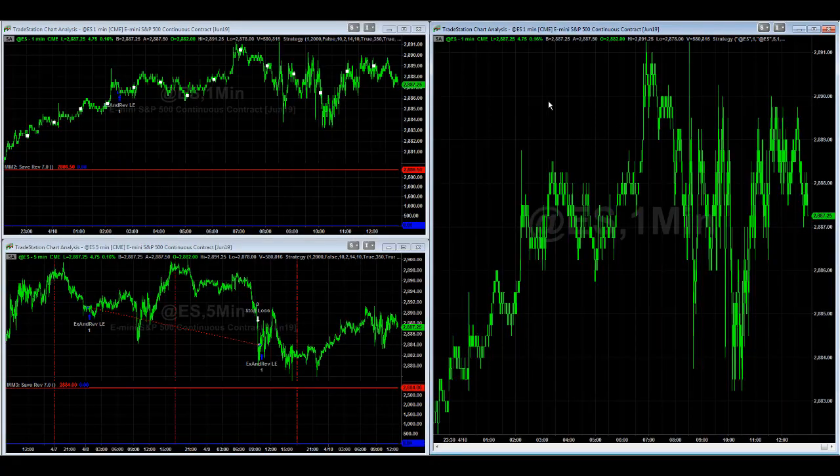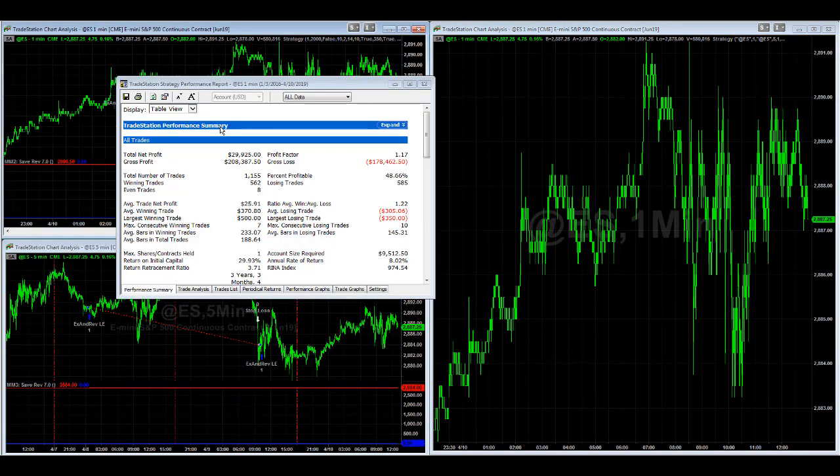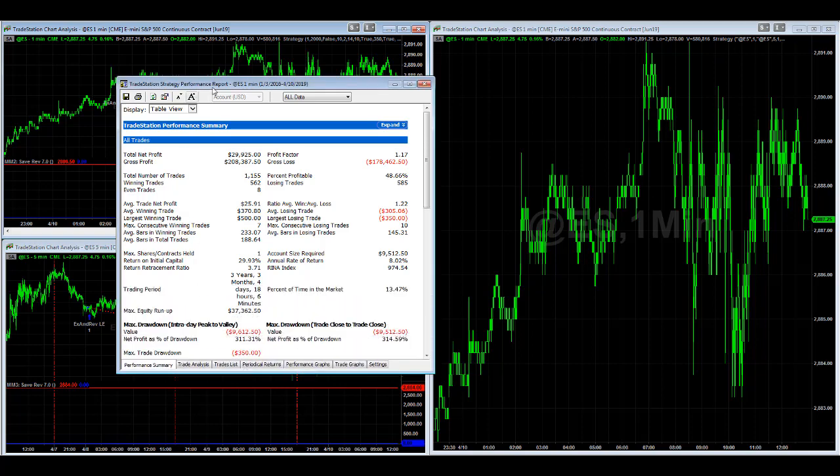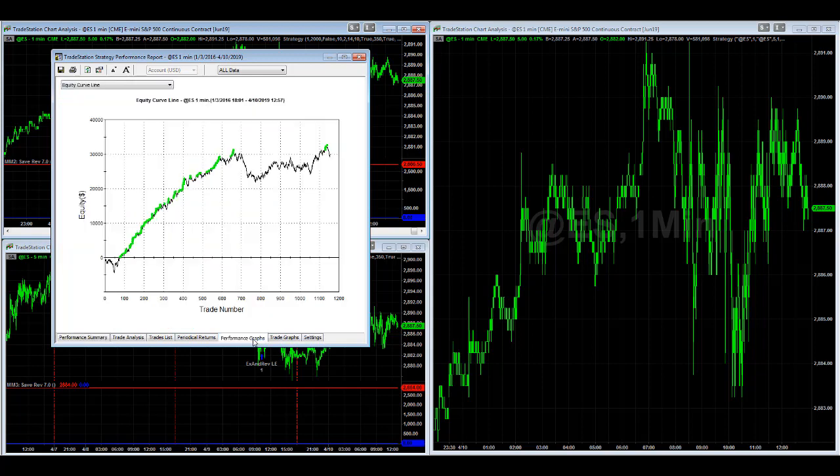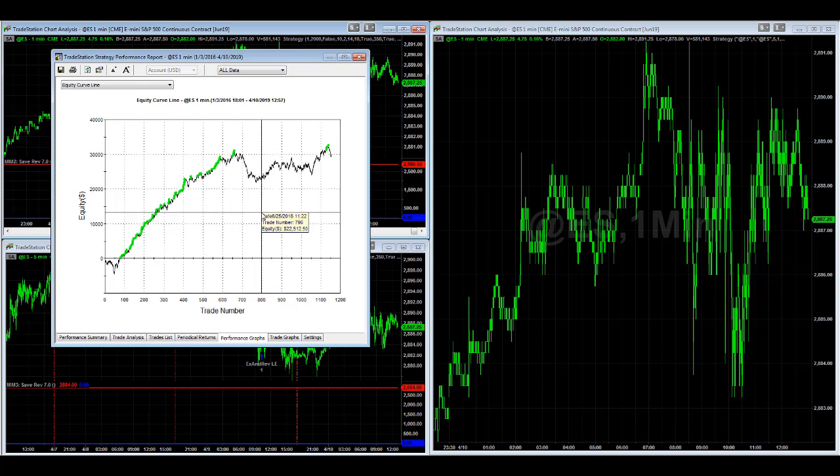Here's what the combined money management algorithm looks like on my desktop. We have exhaust and reverse 1 minute on the top, like we showed on the whiteboard. And you see the E-mini S&P 1 minute chart. There's 1,155 trades, 95, 12, 50 drawdown, $25 average trade profit. This is before slippage and commission. Here's the equity curve. Really nice period of time right here. Nice period of time right there. Nice period of time right there.